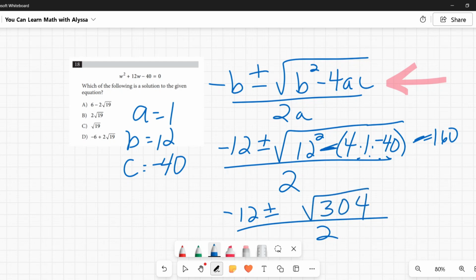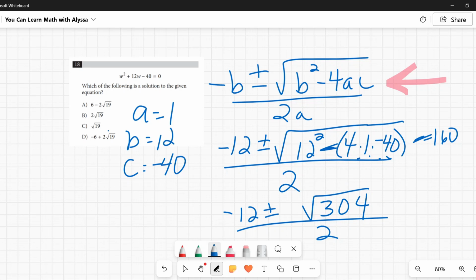Now, if you're going to be simplifying this square root of 304, normally I'd be telling you things like do a factor tree, or divide by 2 and see what you get, divide by 4, see if you can keep doing that. We have a huge clue over here in our answers. Every single one of them has square root of 19 in it. So I'm going to divide 304 by 19 and see what I get, because something's going to factor out of this.